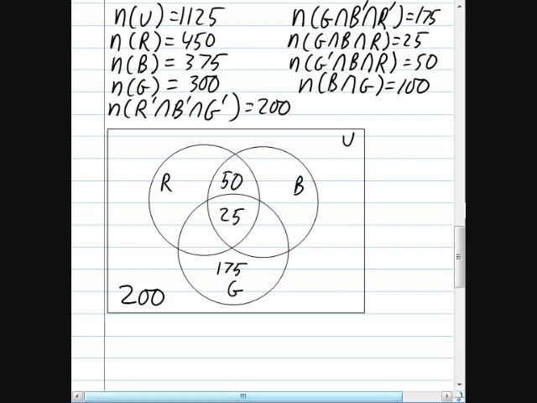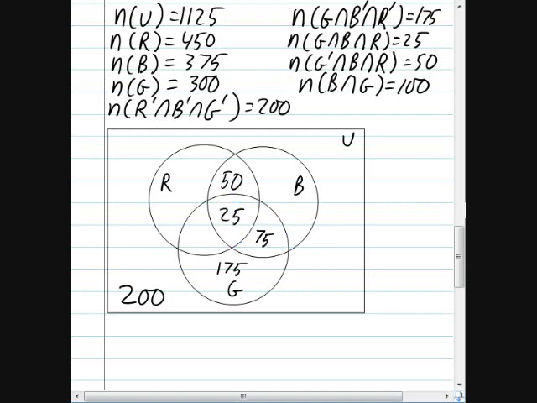Now we've gone through all the information that represents the intersection of three sets. So next we should look at information that represents the intersection of two sets. The intersection of two sets would represent a slightly larger region in the Venn diagram. For example, this region, or this region, or this region. Those regions represent the intersection of two sets. So we'll look at this piece of information next, the number in B and G. B intersect G is given by this region. We know that the total in B and G is 100, so if we've used up 25 in the center, the other 75 must go here.